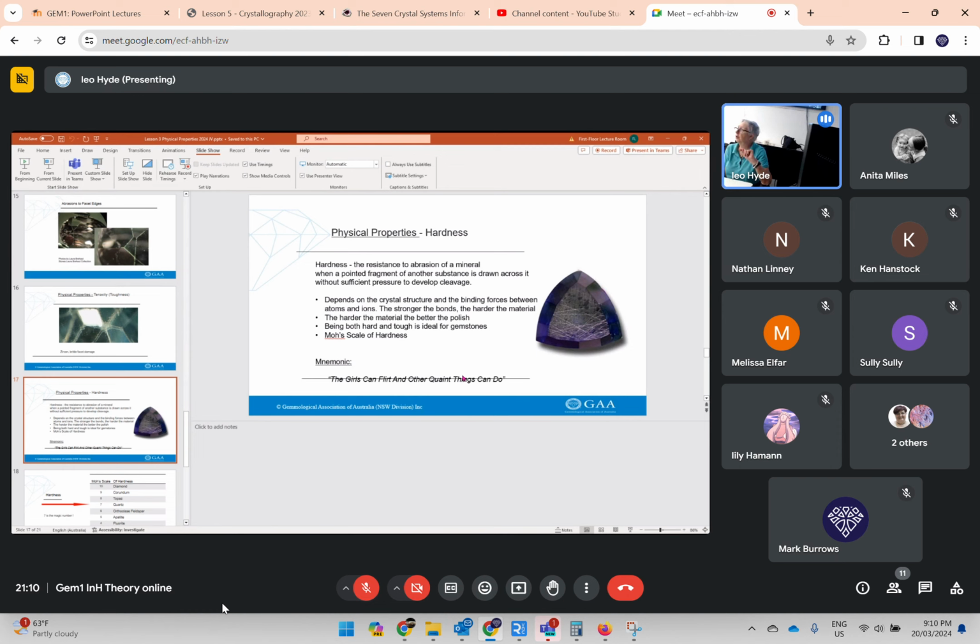Unfortunately, we can't do that on a gemstone because that's called a destructive test. But if you're out in the rough, that's what you use, this Mohs scale of hardness, because anything that's harder can cut. So a diamond can scratch anything below it because it's harder. And you do need to know the Mohs scale of hardness. The girls can flirt, and other quaint things can do is the mnemonic. Just learn that and you know the Mohs scale of hardness.